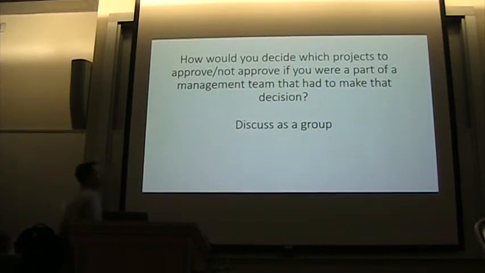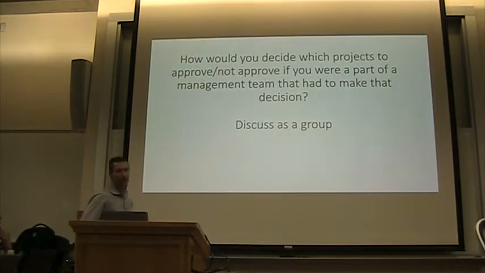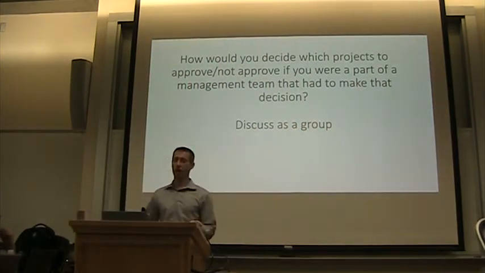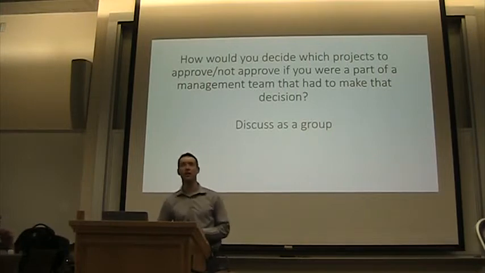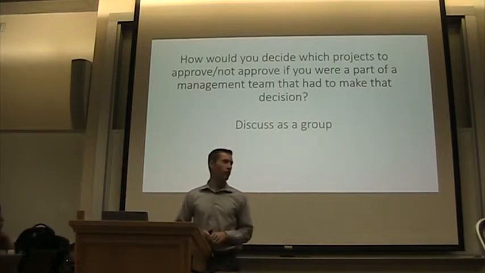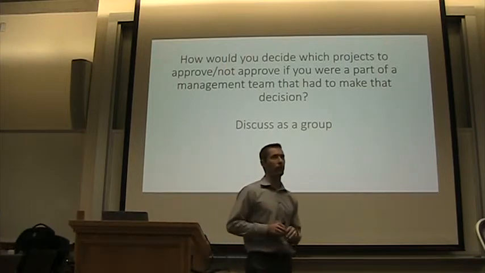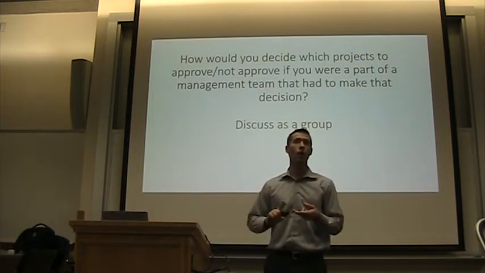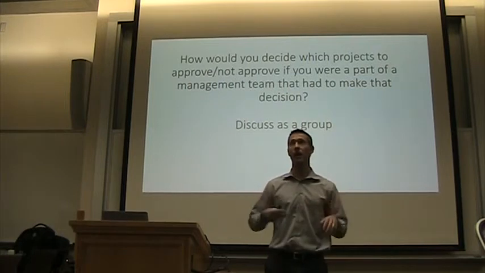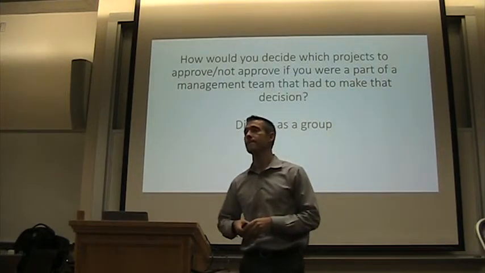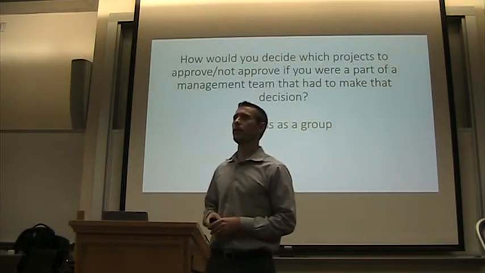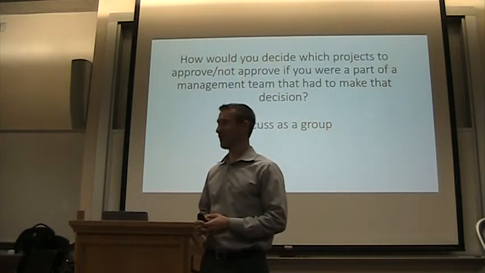Alright, so I've got a question for you. Something for you guys to work on in a group. How would you decide which projects to approve or not approve if you were part of the management team that made the decision? So break up in your little groups and decide what criteria you would use in making the judgment call of what you're going to approve and what you're not going to approve. So assume you're going to get a lot of them. What kind of information do we have? You get to decide what you want to know.